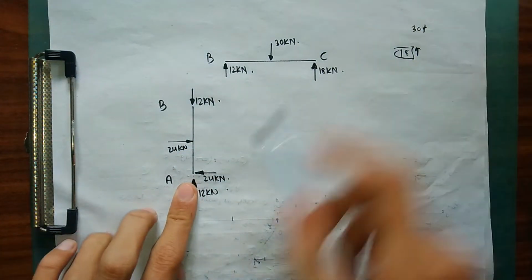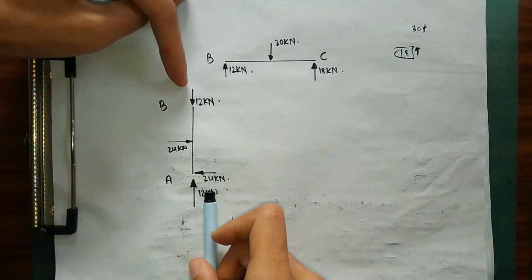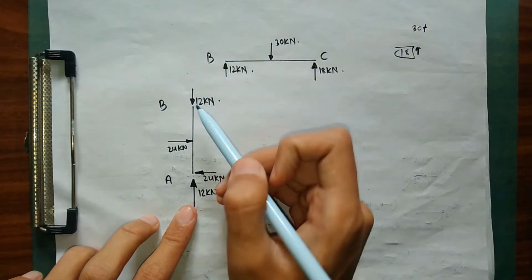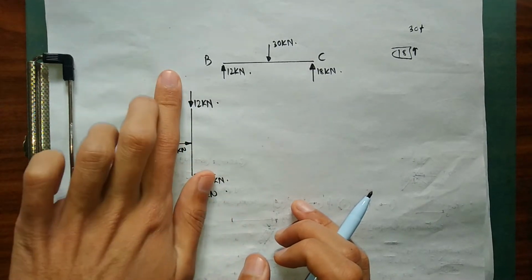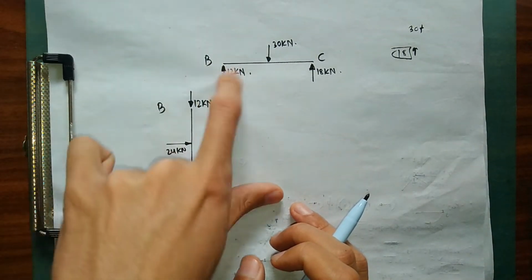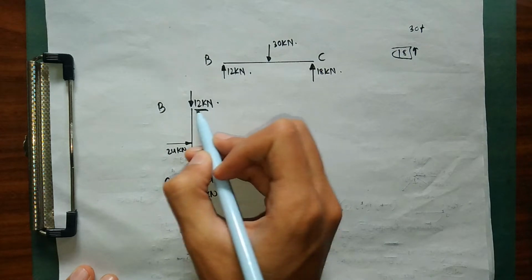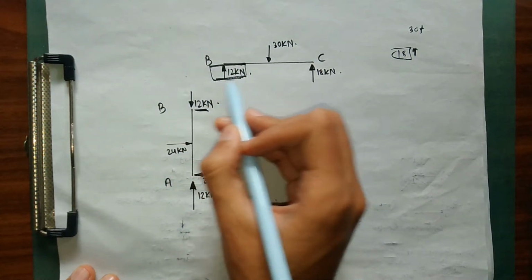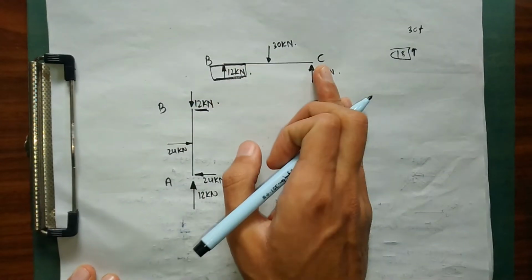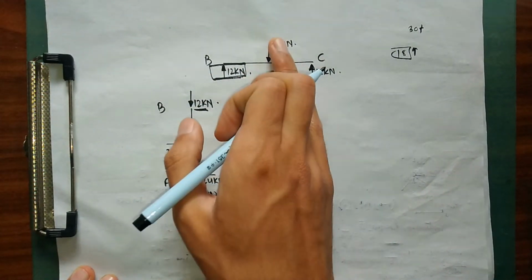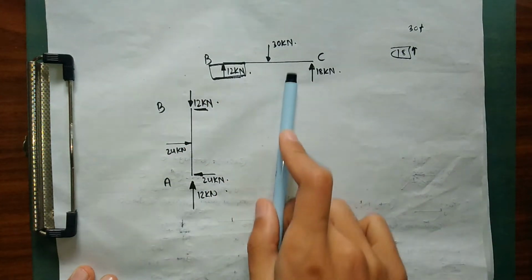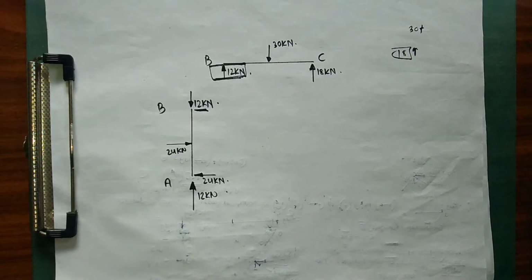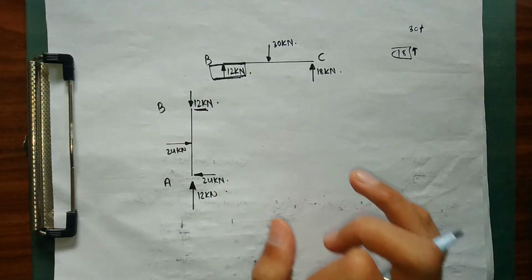A force of 12 kN is acting vertically upward at A. A force of 12 kN must act downward in order to maintain equilibrium. If there is no such force of 12 kN, the beam will move upward because of these forces. Similarly for our joint B, since there is a force of 12 kN acting downward, a force of 12 kN must act upward, and this 12 kN will balance our member BC as well, because 18 plus 12 is 30 upward, 30 downward, so our beam BC is also now in equilibrium.